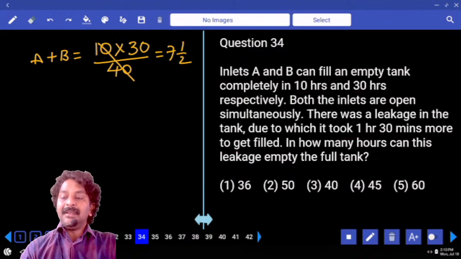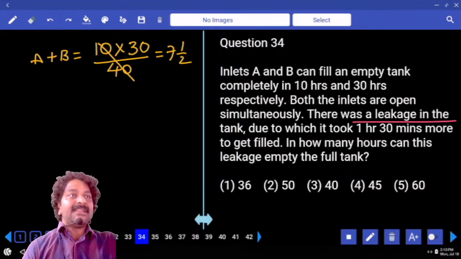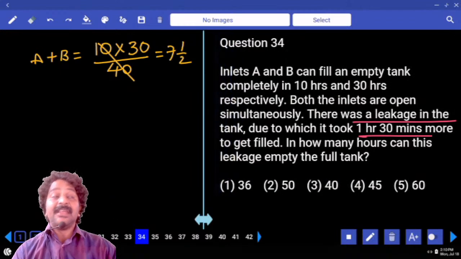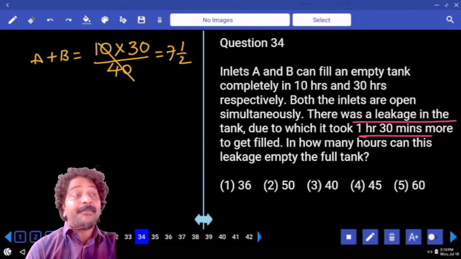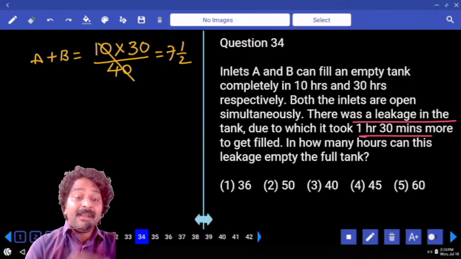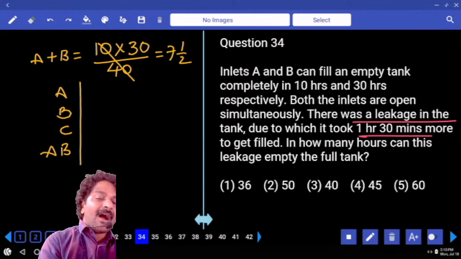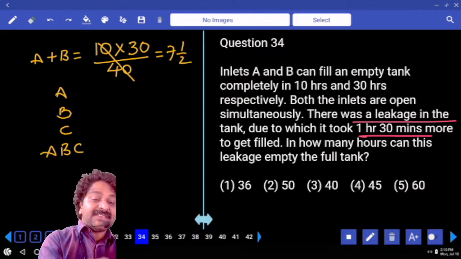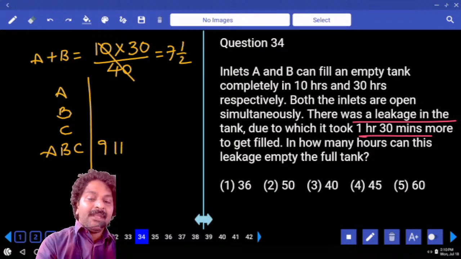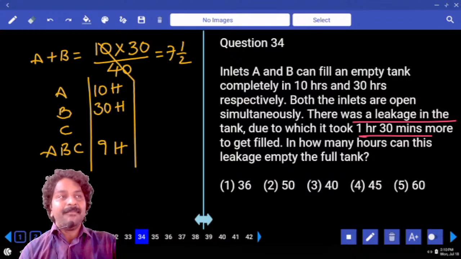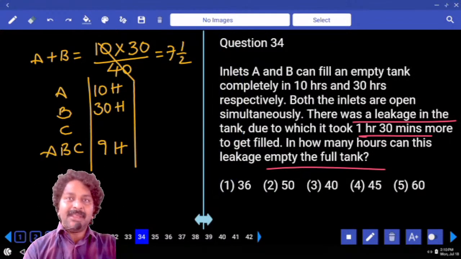But now what happened? There is a leakage. If there is a leakage, it takes more time to fill the tank. And they mentioned it takes 1.5 hours more. That means how many hours is it taking now? 9 hours. A, B inlets and C outlet all together can fill the tank in 9 hours, whereas A can fill the tank in 10, B in 30. And our question is about C only. The leakage can empty the full tank in how many hours?